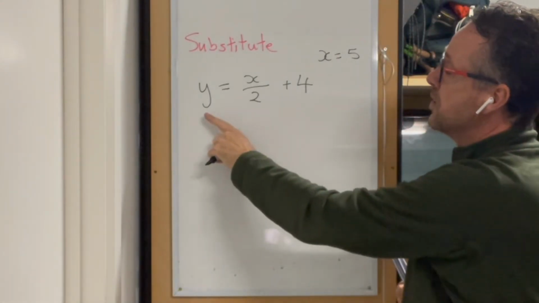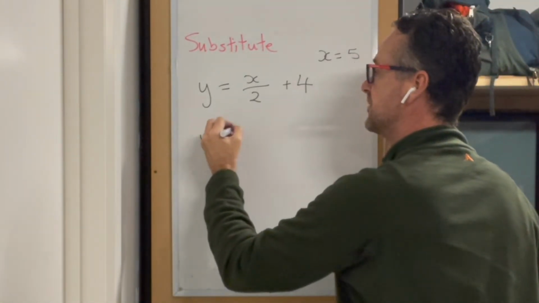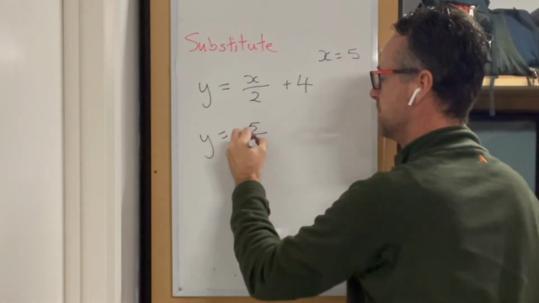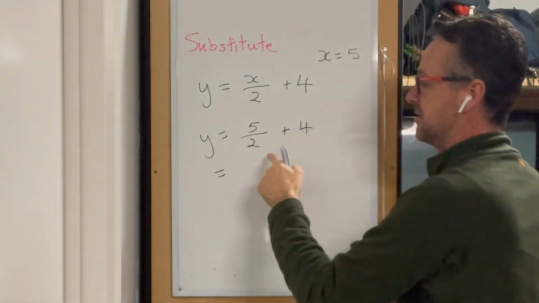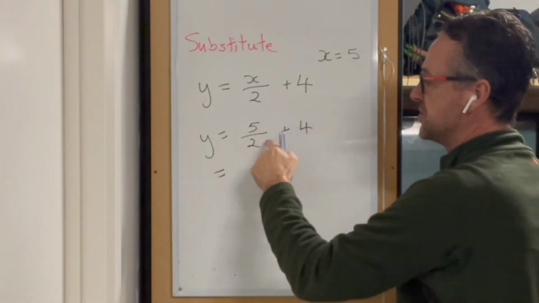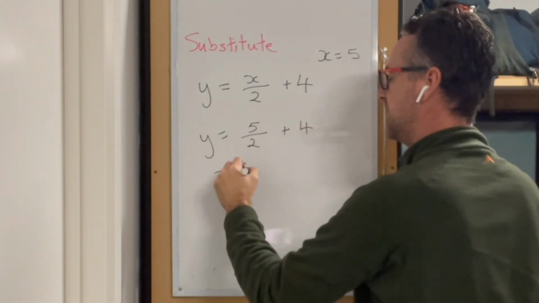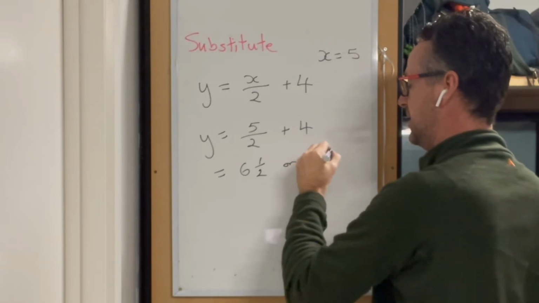Okay, the next one is y equals x over 2 plus 4. So again, we want to do our substitution first. The value of x is 5, so it becomes 5 over 2 plus 4. Now 5 over 2 is going to be 2.5, okay? So 2.5 plus 4 is going to give us 6.5, which we could express as that or as that.